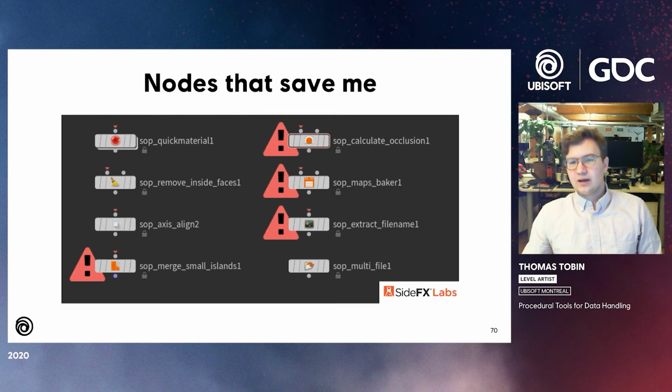Extract file name, I've just started recently using, but it allows me to very quickly extract the file name into an attribute. And multi-file, of course, you can just define, for example, this desk, if it's multiple FBXs, bring them all into the multi-file and have one single file node.